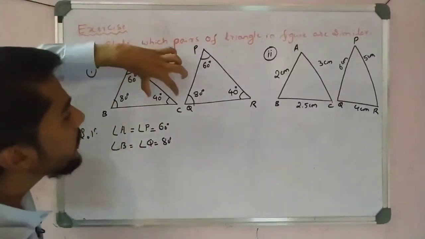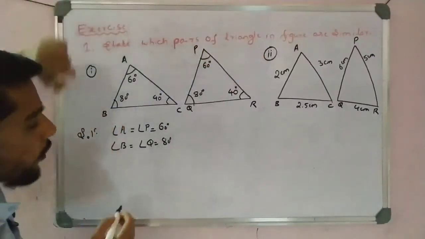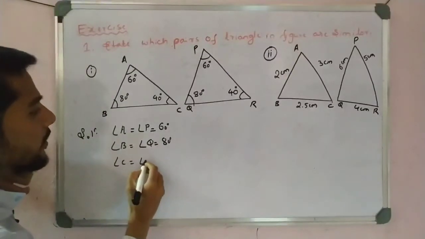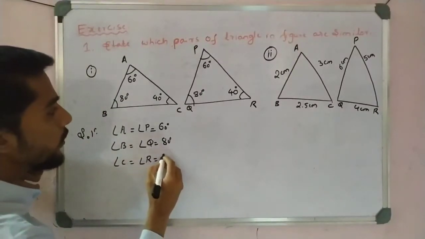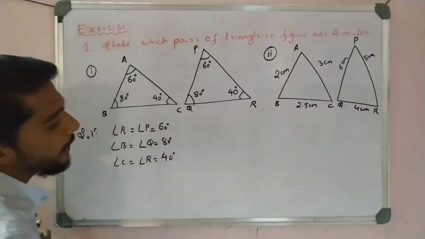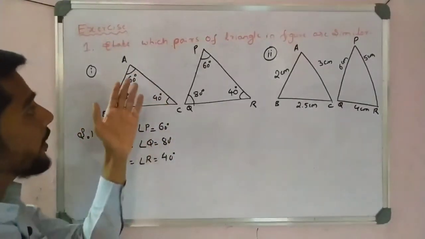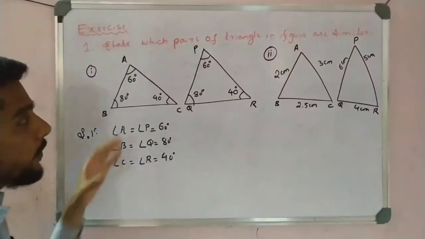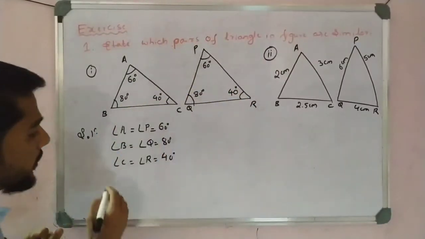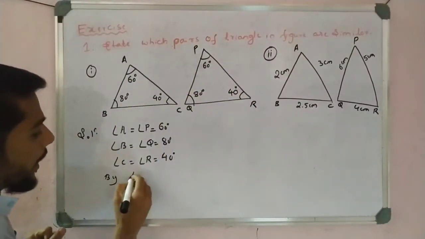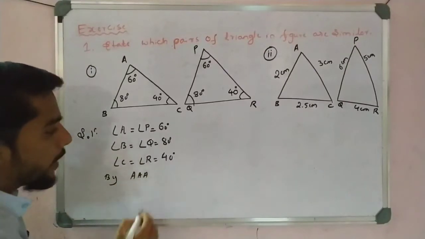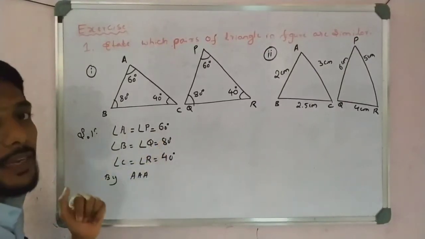And see angle C and angle R both are equal to 40 degrees. So I can say that angle C is corresponding to angle R, which are both equal to 40 degrees. Right? So three corresponding angles are equal. The corresponding angles are equal of this triangle to the second triangle. So we say that by AAA, right? Because angle, angle, angle, three angles are there.